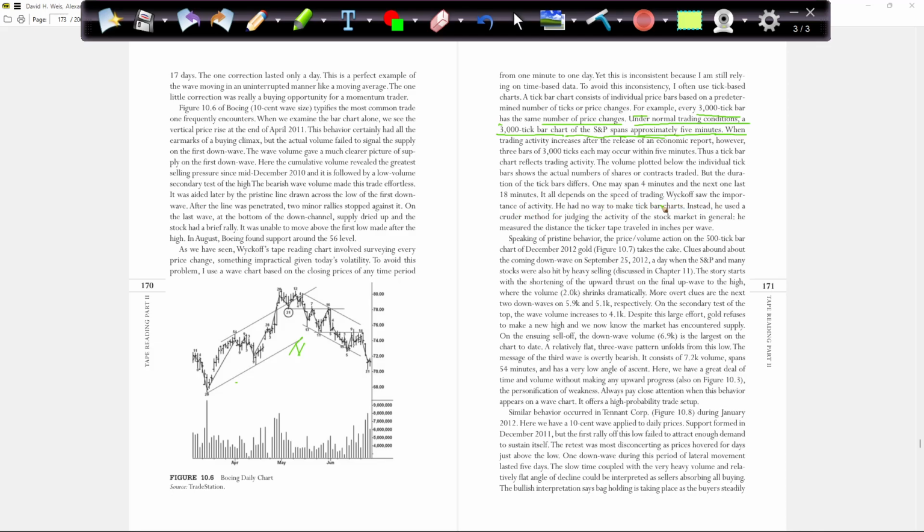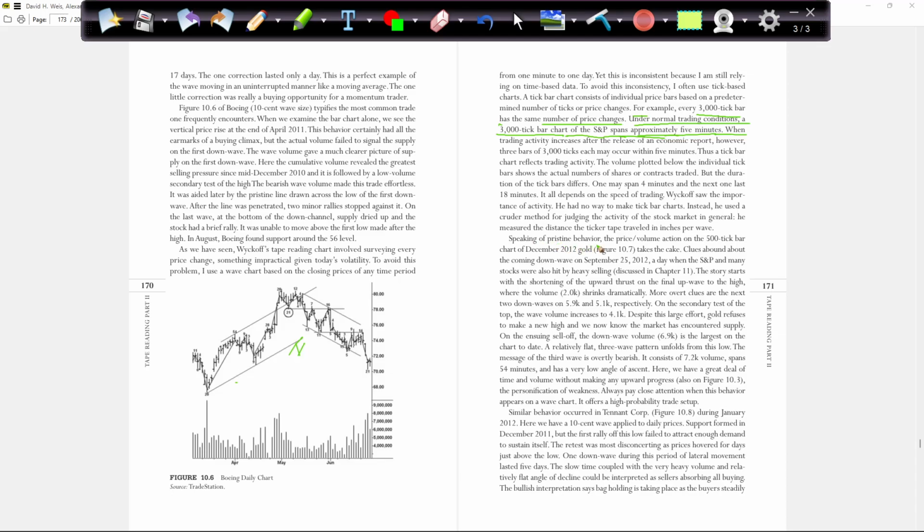Wyckoff saw the importance of activity. He had no way to make tick bar charts. Instead, he used a cruder method for judging the activity of the stock market in general. He measured the distance the ticker tape traveled in inches per wave.